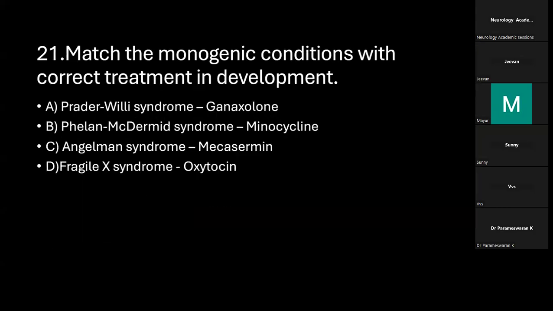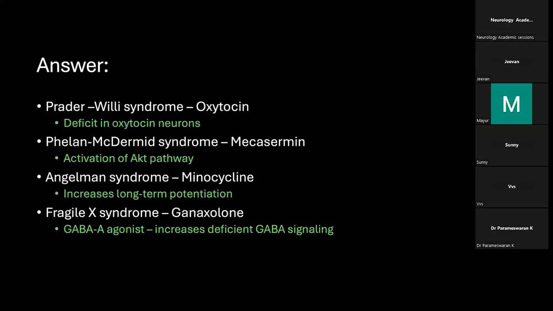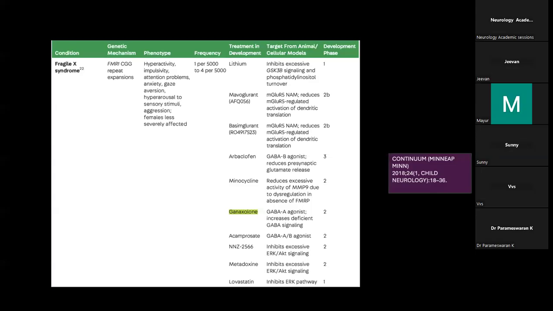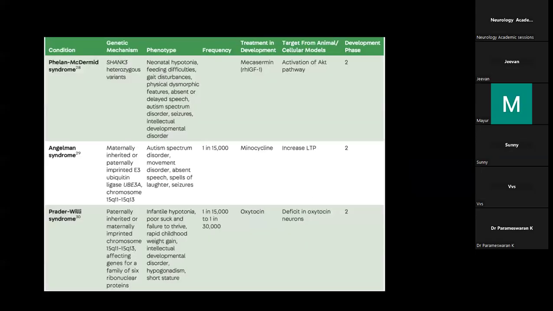Question number 21 was to match the monogenic conditions with the correct treatment and development. The answers were: for Prader-Willi syndrome, oxytocin, as there is a deficit in oxytocin neurons; Phelan-McDermid syndrome with mecasermin, which causes activation of the AKT pathway; Angelman syndrome with minocycline that increases long-term potentiation; and Fragile X syndrome with ganaxolone, which is a GABA-A agonist and increases deficient GABA-A signaling. The sources are from Continuum, and these are the other medications in Fragile X syndrome.